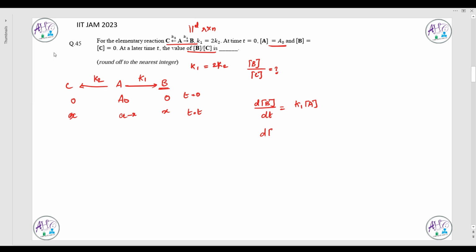Likewise, for the formation of C, the rate law is going to be K2 concentration of A. Okay. And we have to find out the concentration of B by concentration of C. What we know is the concentration of B is directly proportional to K1, so concentrations are directly proportional to rate constants. So we can substitute K1 by K2, and we know that K1 is equal to 2K2, so this is going to be 2K2 by K2, so your concentration of B by C value is going to be 2. So the answer is 2.